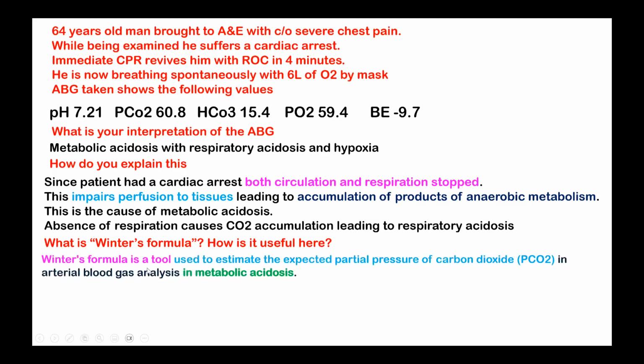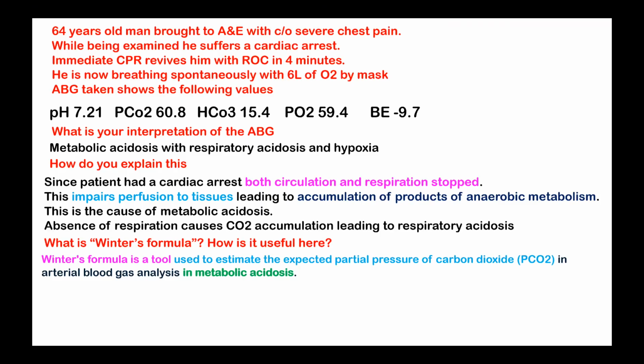Winter's formula is a tool used to estimate the expected partial pressure of carbon dioxide in arterial blood gases in conditions of metabolic acidosis. Here we have low bicarb, so we have metabolic acidosis. So we must see whether the PCO2 normally compensates for that. So what is the compensation? What do we do if a person develops metabolic acidosis? Forget about this cardiac arrest and other episodes. Any normal person who develops pure metabolic acidosis, what will the body do to maintain the pH at normal level?